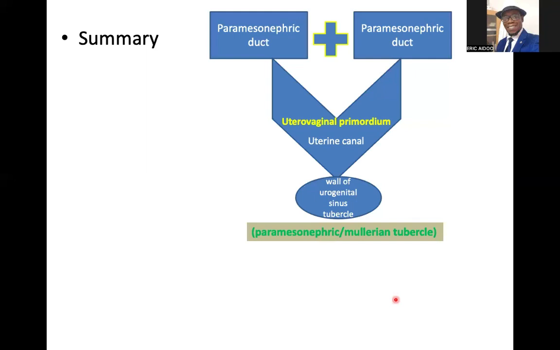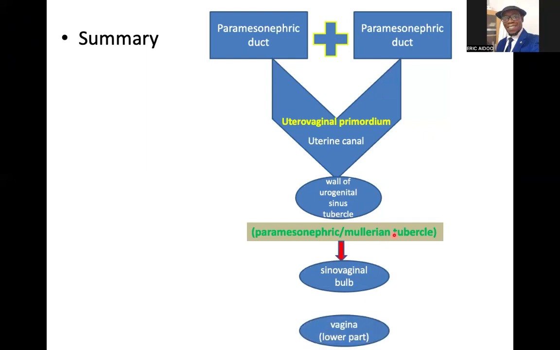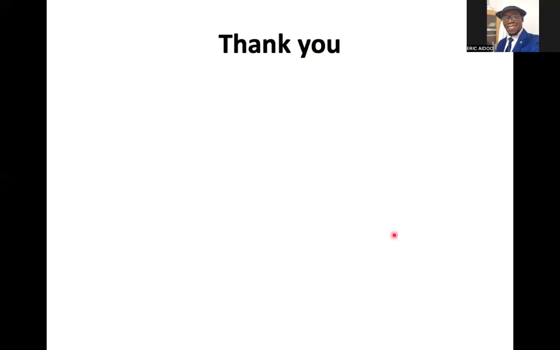Then you have the uterovaginal primordium contacting, for want of a better word, or impinging on the wall of the urogenital sinus to form the sinus tubercle. It's also known as the Mullerian tubercle. Then this is going to form a sinovaginal bulb, which will later form the lower portion of the vagina. Remember, the upper portion of the vagina will come from the paramesonephric duct. The lower portion is coming from the urogenital sinus.